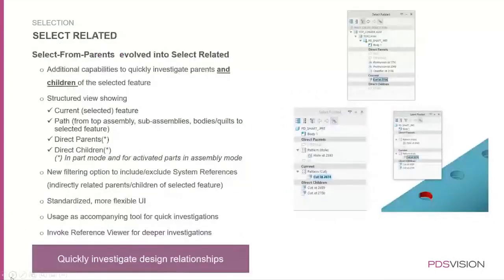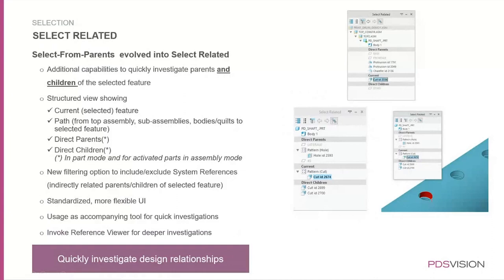Then we have something else for probing the geometry, called select related. The idea is that if you click something and then you have one button like this available and you click it, you will get this select related dialog. It will say that your current feature is a cut, it's a member of a pattern, and the direct parents are in here and the direct children are in here.